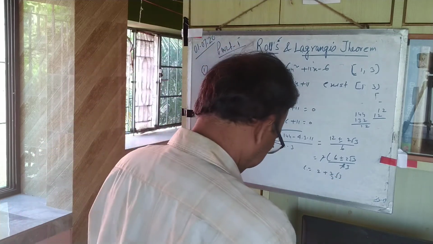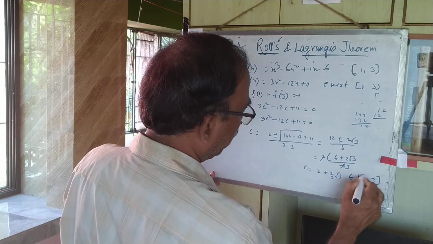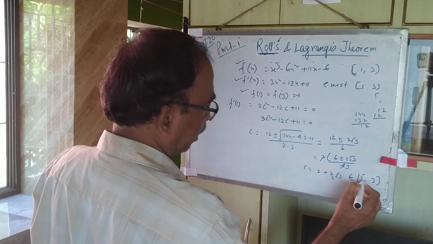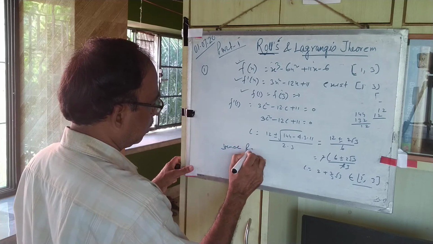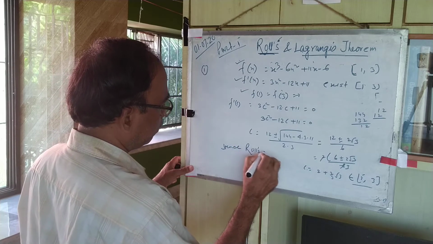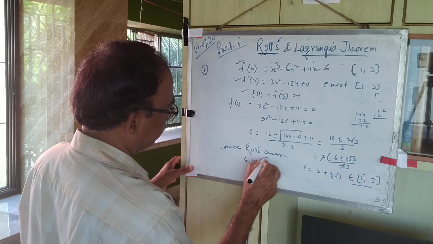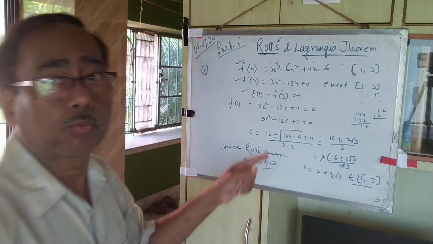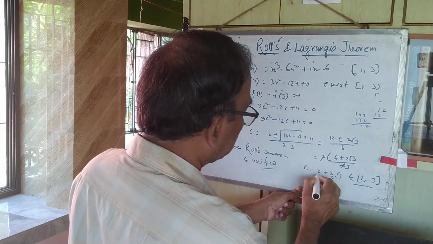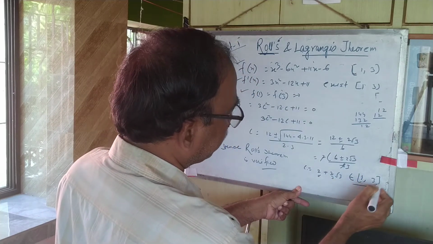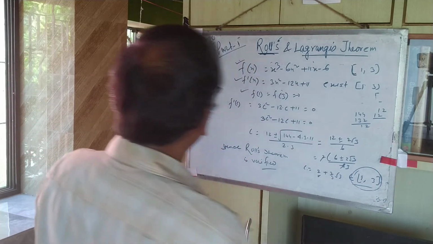This value belongs to the interval 1 to 3. The value lies between 1 and 3. Hence Rolle's theorem is verified. The value of c is 2 point something, which lies within the interval 1 and 3. Therefore, Rolle's theorem is verified.